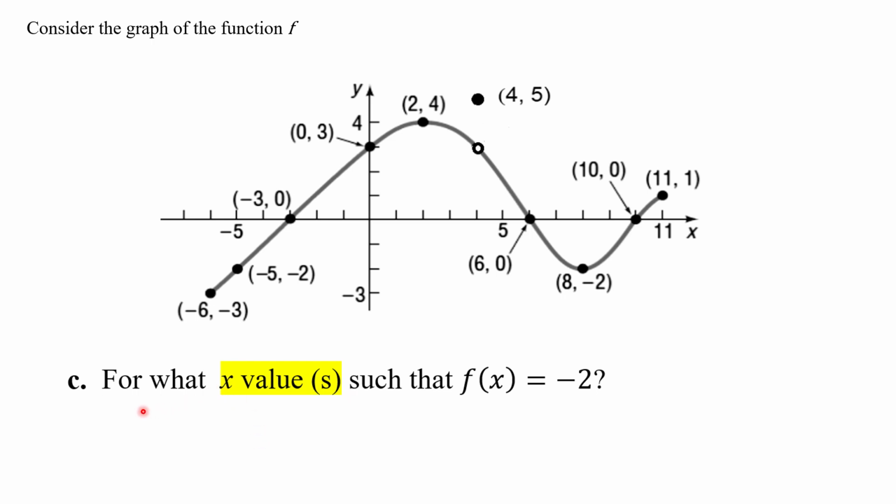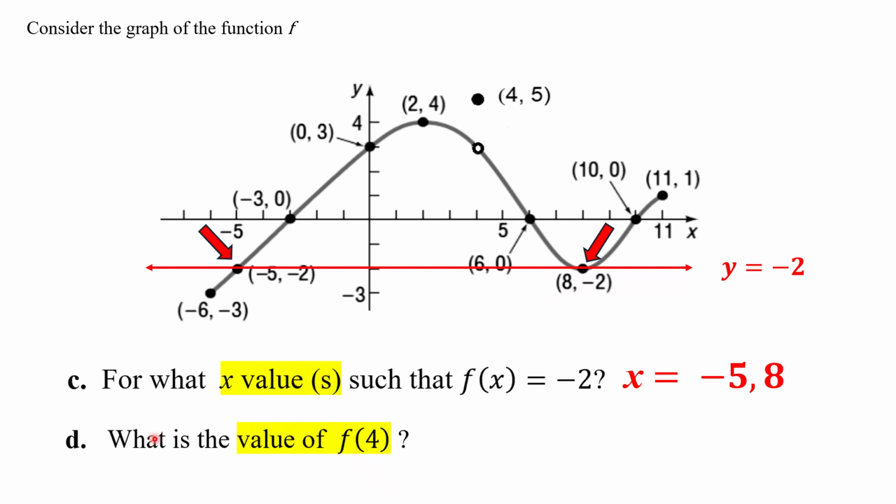In this question, to find the x value such that f of x is equal to -2, draw a horizontal line at y equal to -2, and the x values of the points of intersection of this horizontal line and the graph of the function f are the x values that we're looking for. So x values are -5 and +8.